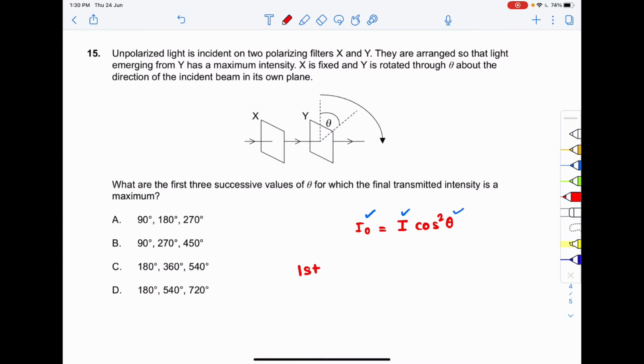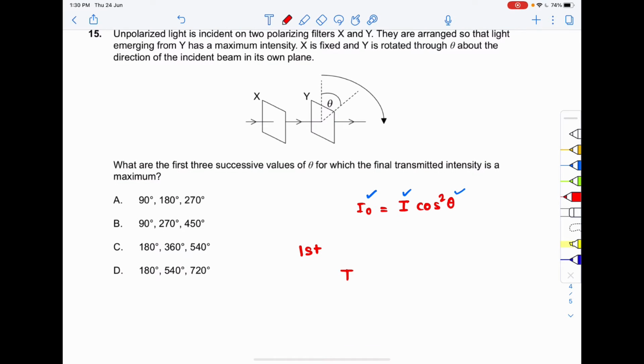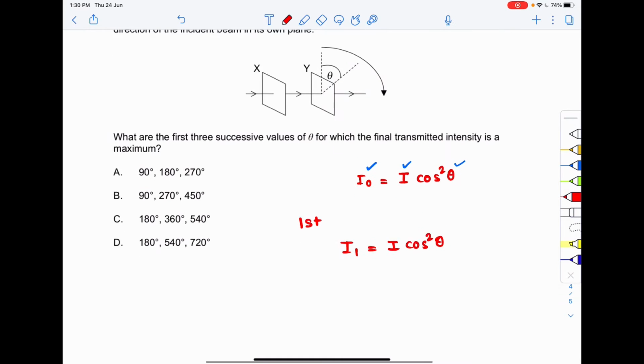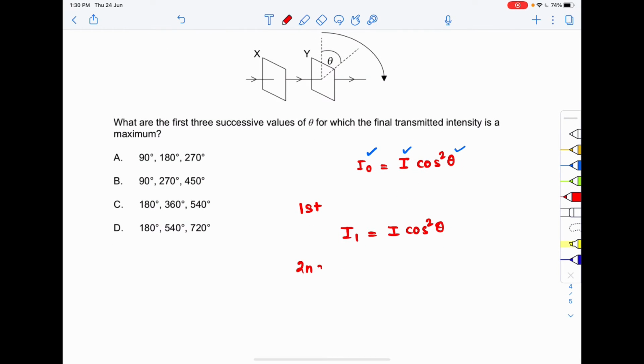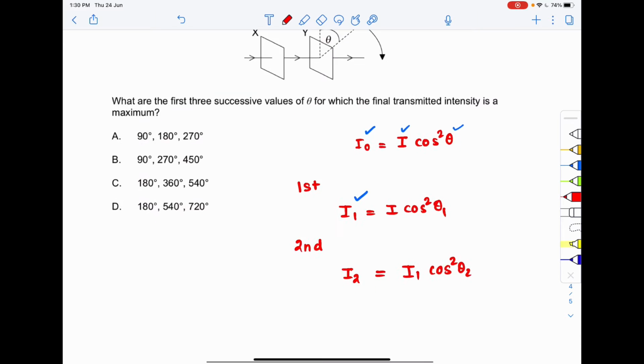After the first rotation, what is the intensity? Suppose the intensity is I1. I1 will be equal to I cos²θ1, right? Now after the second rotation, the intensity before it is I1, right? Suppose the intensity becomes I2. So what will be I2? I2 will be equal to I1 cos²θ2. So this is θ1, θ2, right?